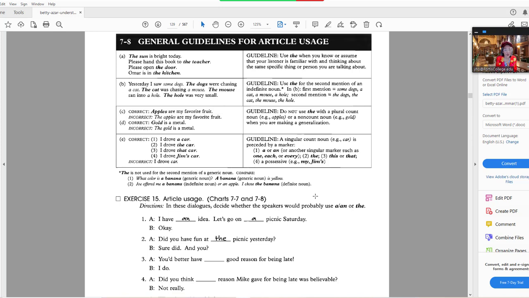So I drove a car. That means I drove one car. I drove the car. I drove that car. I drove Jim's car. And it's incorrect to just say I drove car. A singular count noun is preceded by a marker: a, an, the, this, that, or a possessive, my, Jim's. In some languages, it's okay to say je conduis voiture or whatever. But in English, you have to put in a. But in other languages, you don't always have to.